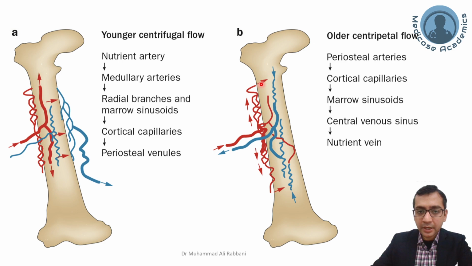And it goes through the cortical arteries to the bone marrow area, the marrow sinusoids, and from there the central venous sinuses that are ultimately draining into the nutrient vein that will be more important. So in an older person, the blood flow from the periosteal arteries all the way to the medullary venous central sinus vein and ultimately the nutrient vein becomes important. So in an older person, the flow from periphery to the center becomes more prominent. This is centripetal blood flow.